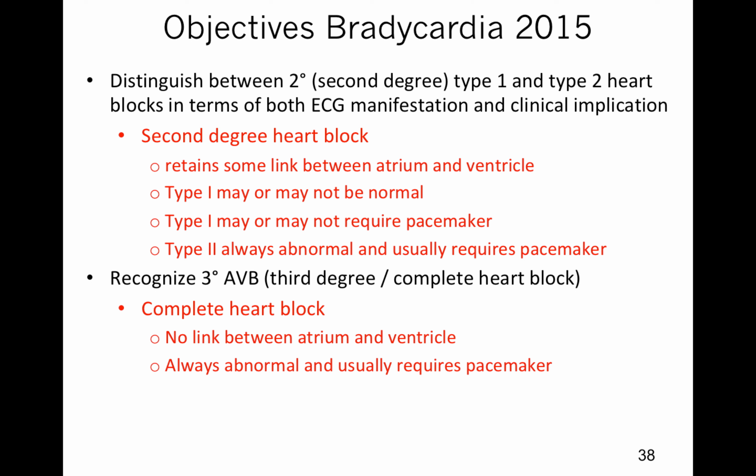Distinguish between second degree type 1 and type 2 heart block in terms of both ECG manifestations and clinical implications. So second degree heart block, there's still a link between the atrium and the ventricle. Some P waves conduct and some P waves don't. Type 1 may or may not be normal, and it may or may not require a pacemaker. The vast majority of type 1 second degree AV block, which is also called Wenckebach, is benign and is related to high vagal tone. Type 2 is always abnormal and usually requires a pacemaker because it can progress to third degree heart block.